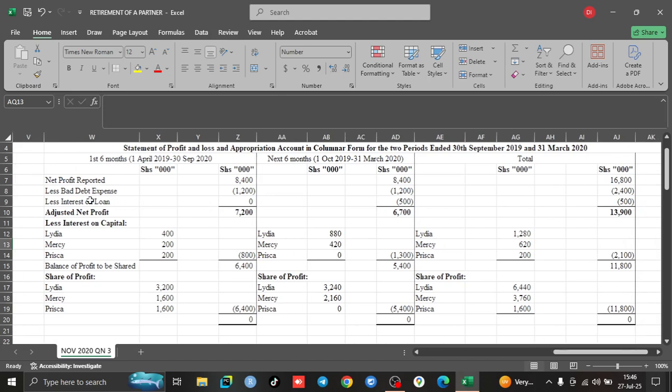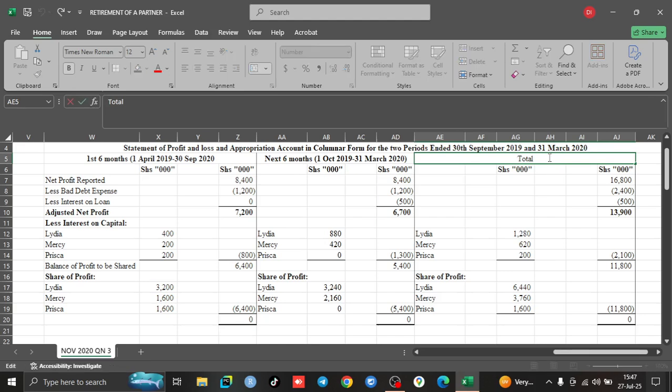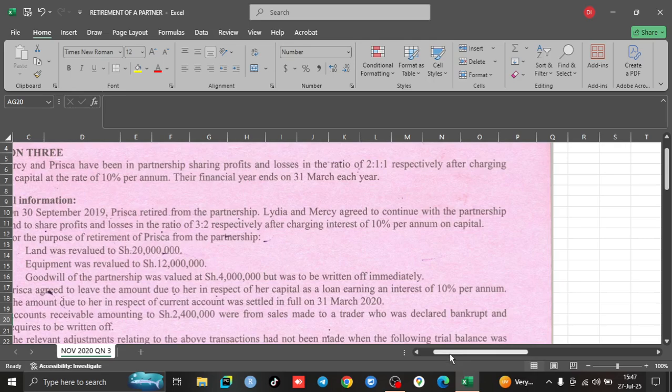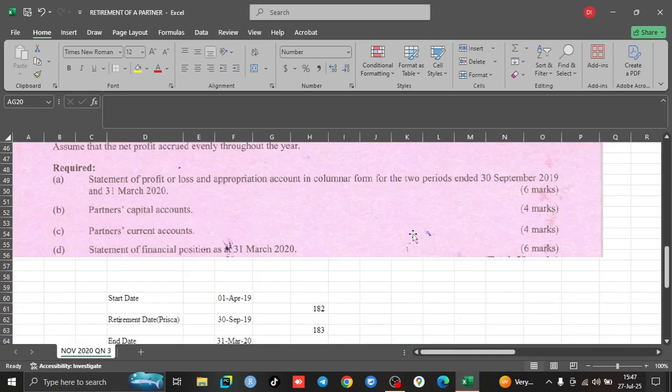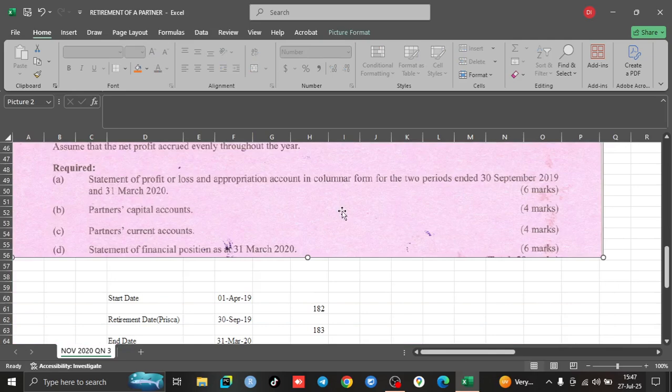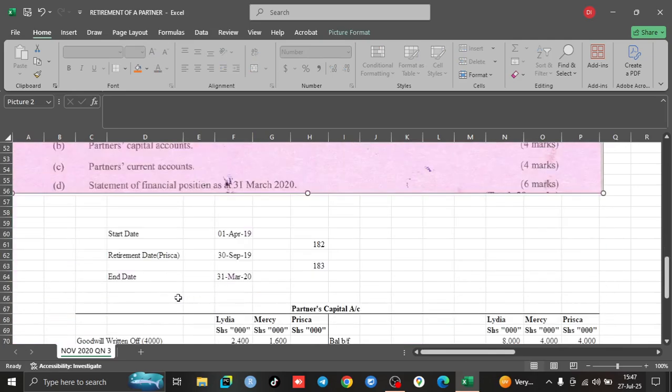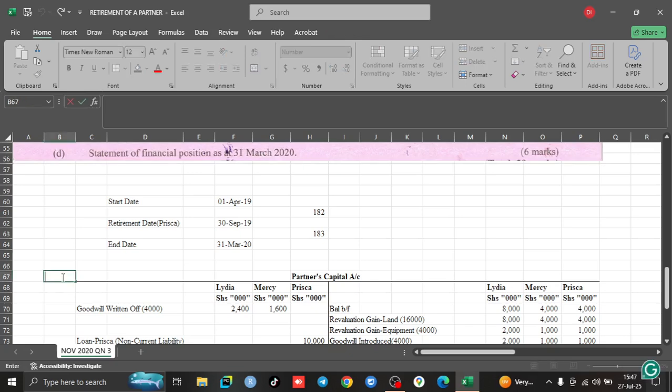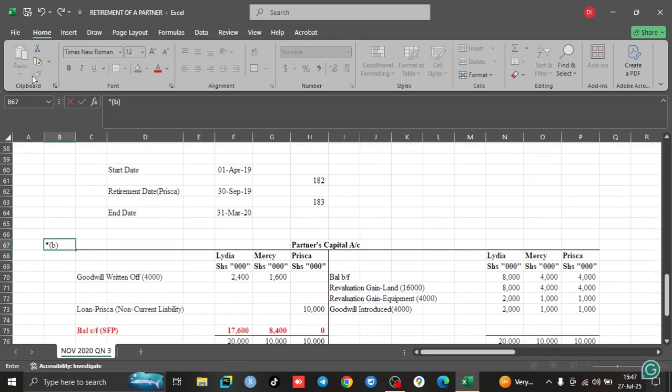The key thing is to know that you have to adjust any expenses that have not been accounted for. Case in point, for this case we had our bad debts and our interest on the loan that Priska left to us. Then this is total for the year. So that's the first part, which was to earn you 6 marks. Capital account, you've already done it here, which has earned us now 4. So you're now at 10 marks.